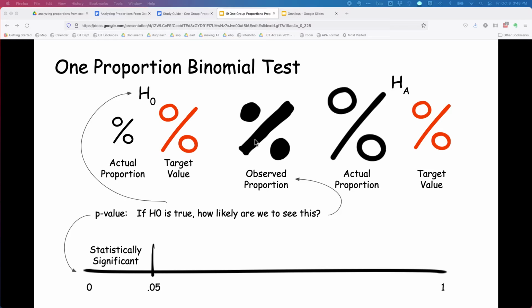positive outcome. And the p-value that we get from the binomial test tells us, if the actual proportion of clients who are going to achieve a positive outcome, if we had an infinite number of clients, is below the target value we've set, well, how likely are we to have seen the proportion that we saw? And if the p-value is less than 0.05, that means it's very unlikely. It's less than 5% chance that we would have seen the results that we got, and that's our marker for statistically significant.